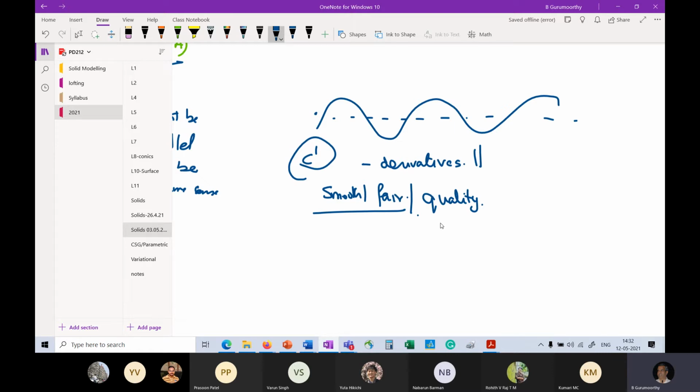Okay. So keep that in mind. Maybe we'll revisit this point when we talk about surface quality after we finish all this. And again, maybe you can raise this question there. Okay.